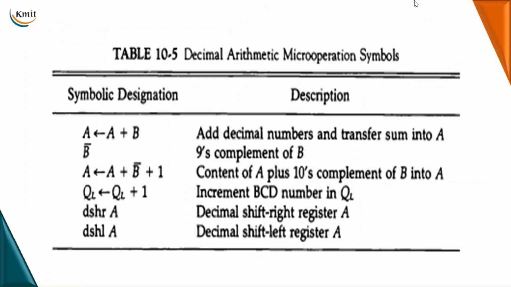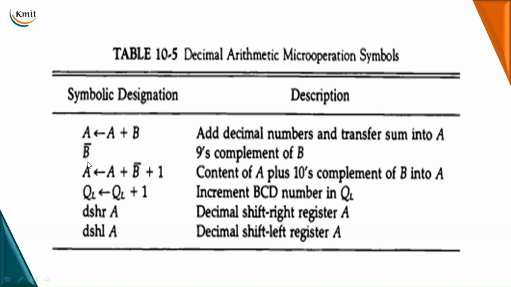Before looking at the multiplication algorithm, let us first see the list of decimal arithmetic micro operation symbols which are used as a part of decimal BCD multiplication and division operations. The symbol A ← A + B is used to perform an addition operation on two decimal numbers A and B, and the sum is transferred back into the register A.